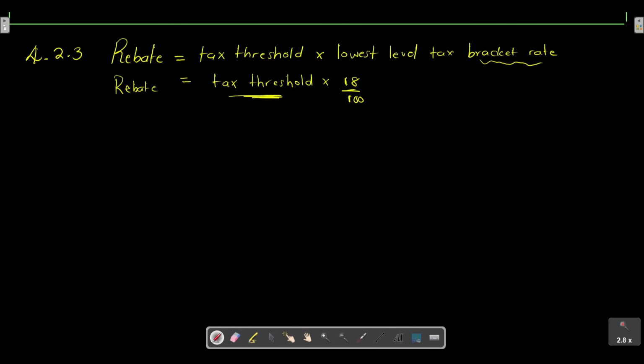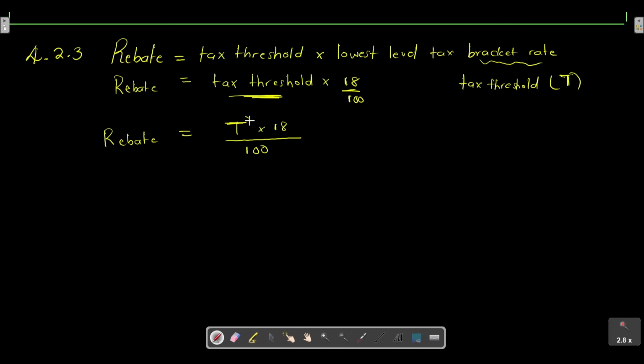The tax threshold multiplied by 18 divided by 100. Let me just say the tax threshold is T. I'm going to replace it with a T. So the tax threshold is like us saying T multiplied by 18 divided by 100. This will give us your rebate.